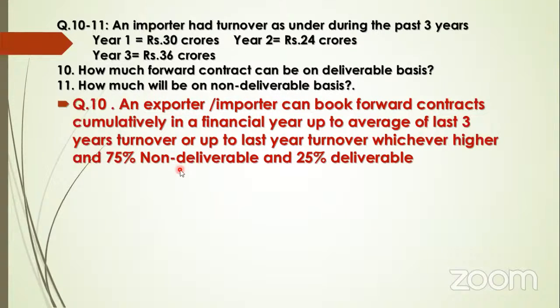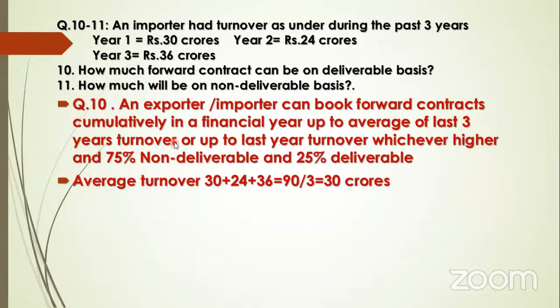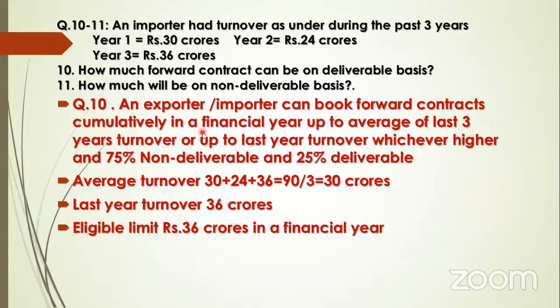I think you remember the forward contract overall eligibility. You see the first step. Overall eligibility is 30 first year, 36 second year, 24 third year, totally 90. Divide by 3. Why are you dividing by 3? Average. Average is 30 crores. But last year turnover is 36 crore. Now how much eligible limit? Whichever is higher. 36 crore is higher. So the eligible limit will be 36 crores in a financial year.